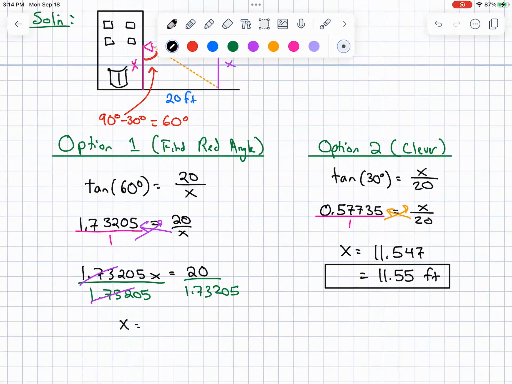But if you do this, 20 divided by 1.73205, you get 11.547 dot dot dot. So 11.55 feet as well. You didn't get the exact same number because we used a different approximation, but it was close enough for what we needed for the answer. Any questions on that?